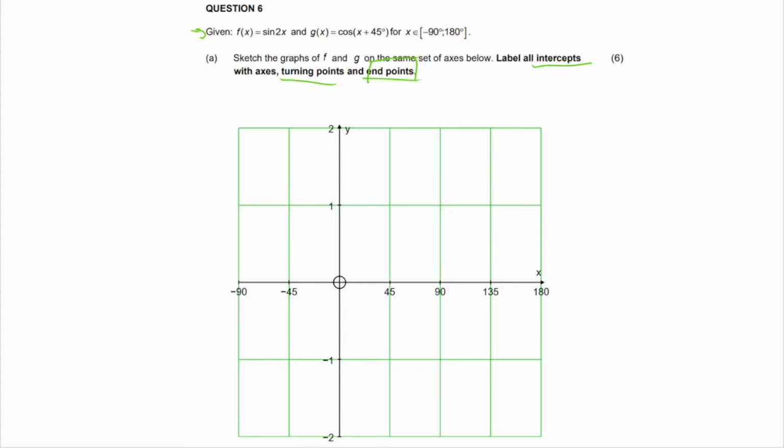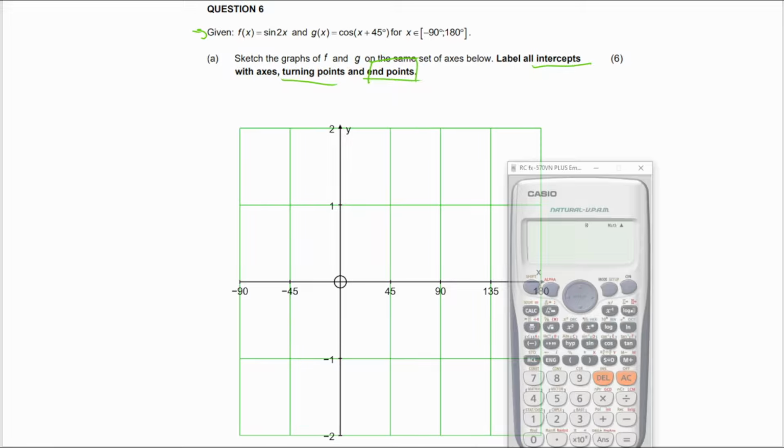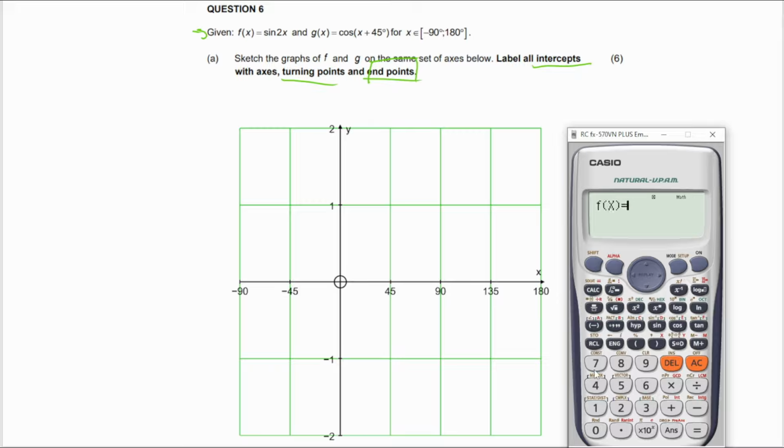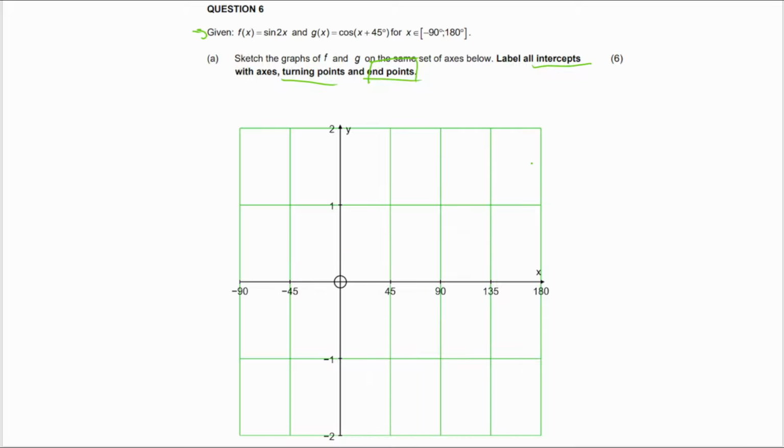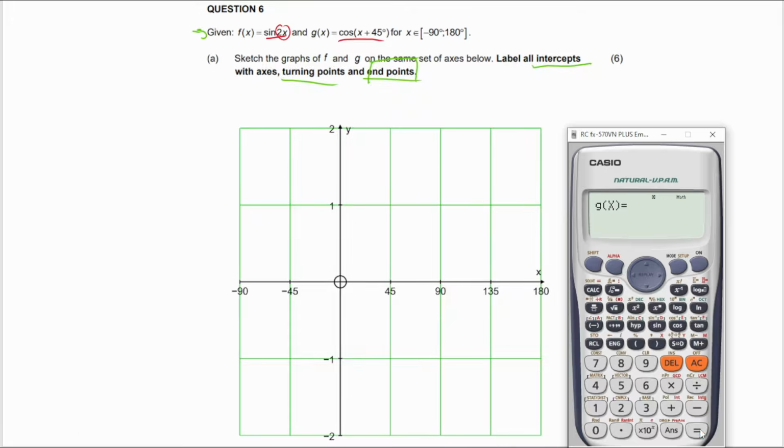Super easy. We're going back to the calculator. There's a thing called table mode. Use it. You literally have to do no thinking if you just do table mode. If you didn't want to do the table mode, you would realize that the period is now 180 degrees instead of 360. This one is just a normal cos graph shifted 45 to the left. So you could interpret it that way, but the easiest way is literally just use the calculator.